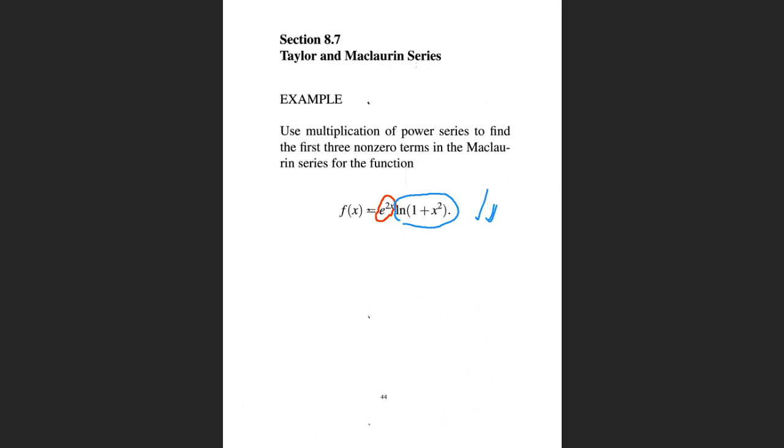What would be easier is to find the power series for e to the 2x and the log of 1 plus x squared, and then multiply those two power series together. I should say, find the Maclaurin series for e to the 2x, find the Maclaurin series for the natural log of 1 plus x squared, and then multiply those Maclaurin series together to come up with the Maclaurin series for our function, e to the 2x times the natural log of 1 plus x squared.